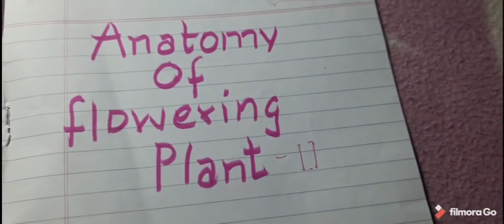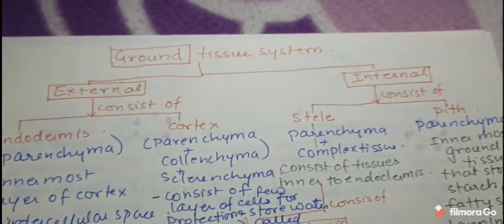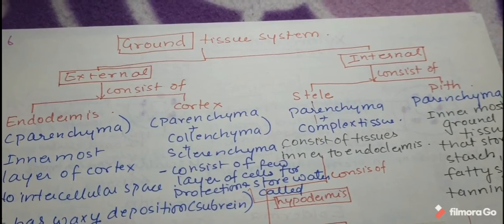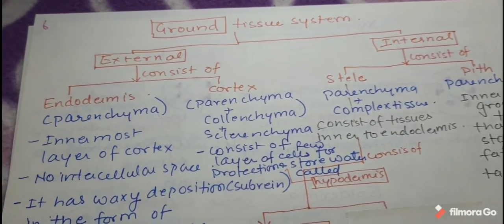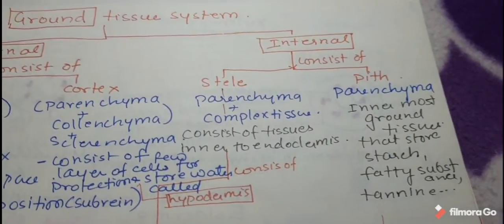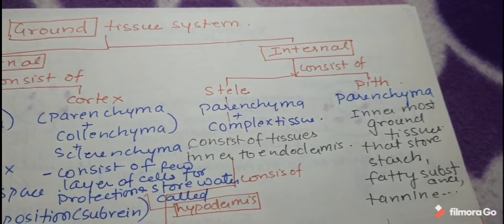So we'll continue discussing the anatomy of flowering plants. So now we will discuss the ground tissue system, basically organized into two different layers, external and internal. The external consists of endodermis cells and cortex cells, whereas the internal consists of stele and pith.